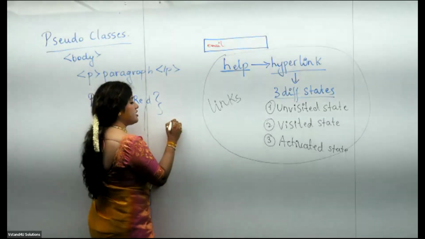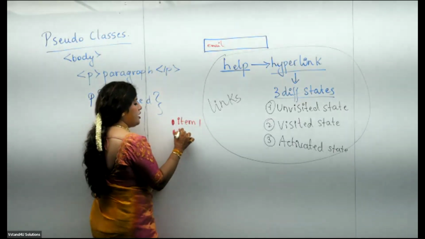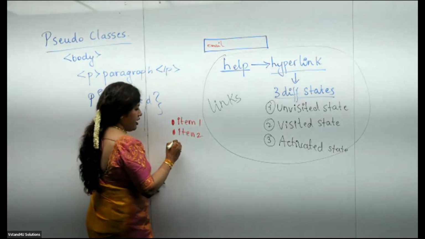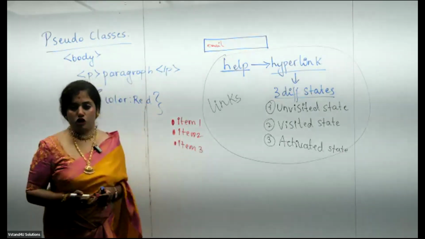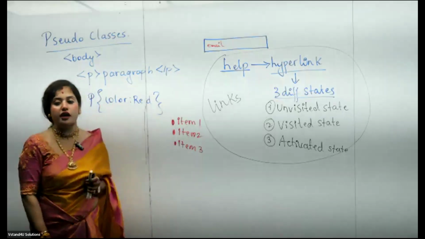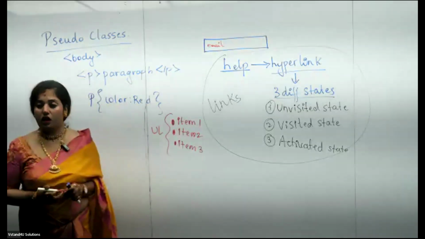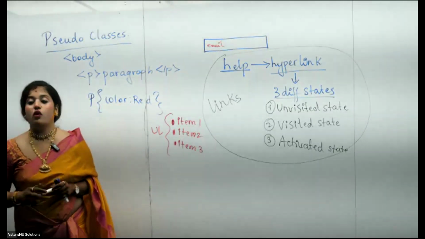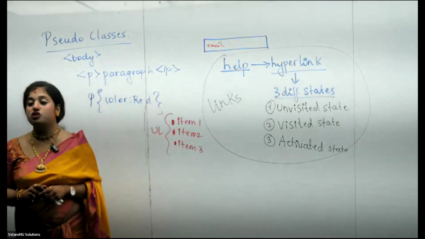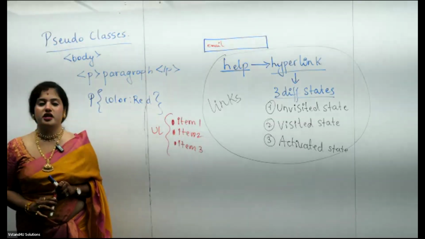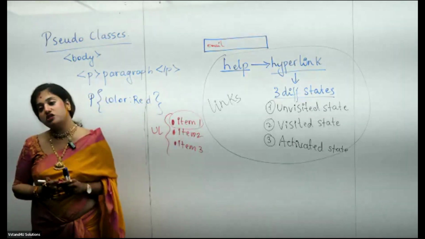Another example is, consider you have a list of items. Let me say item 1, item 2, and item 3. Is this an unordered list or an ordered list? This is an unordered list. Now, my requirement is, I want to change the color of the very first child. So you will take this item 1 as the first child. Yes or no?